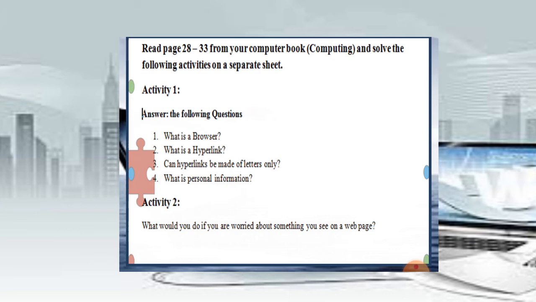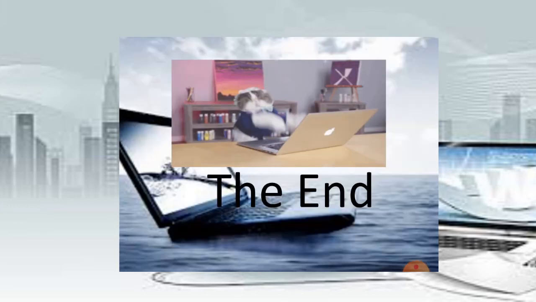And activity number 2: what would you do if you are worried about something you see on a web page? If I see something which makes me feel that this thing is not good to see, I will report it. I will press the report button and give my feedback on this website. Maybe it's about an image, or sometimes material which is written on the website.